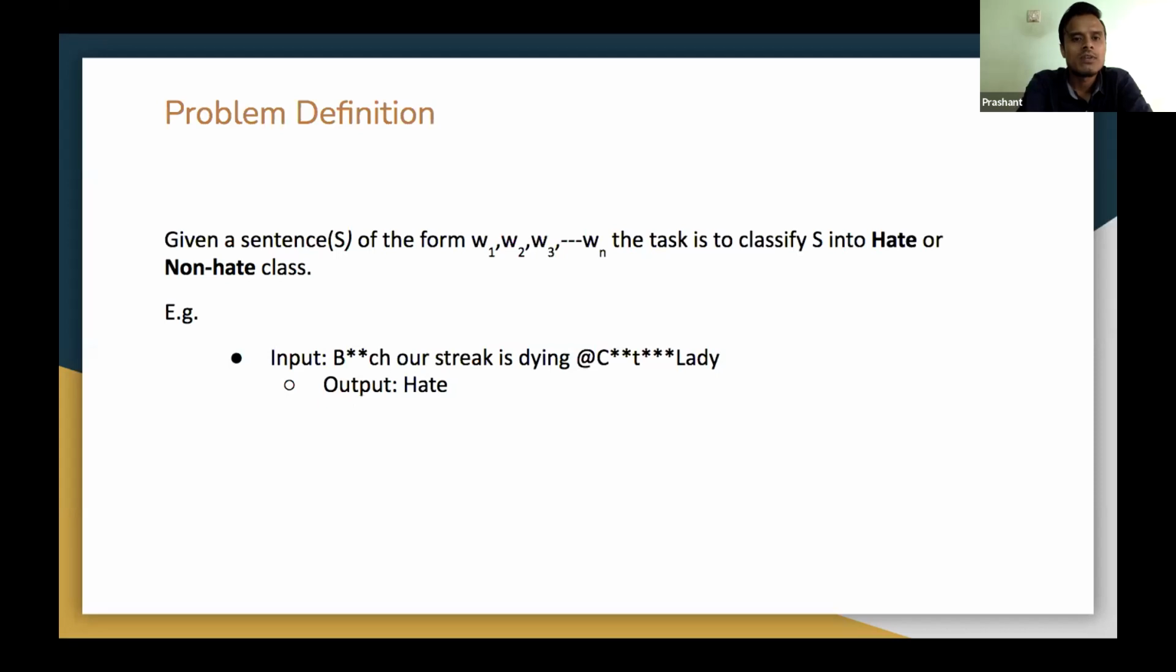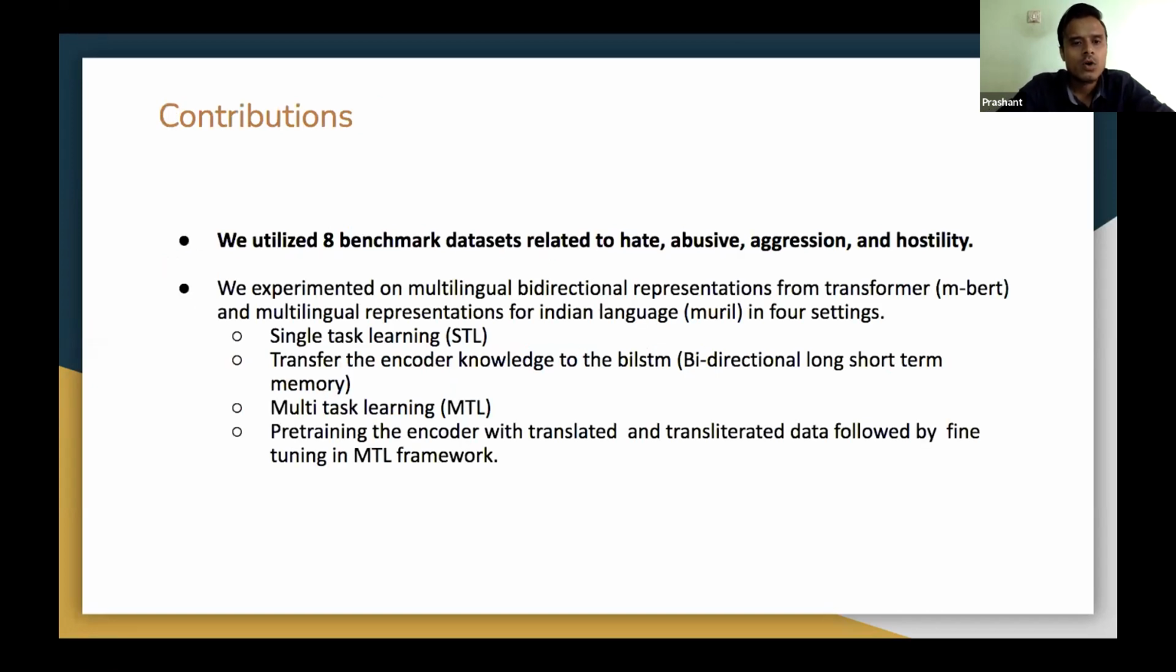So the problem definition that we are trying to solve is: given a sentence of the form W1 to WN, the task is to classify the given post into hateful or non-hateful class. The given example can be classified as hate because there are two abusive tokens present in the post. Our contribution is twofold.